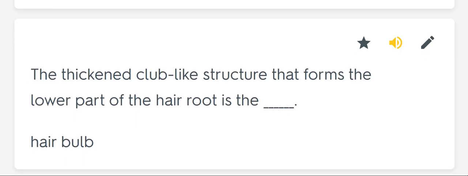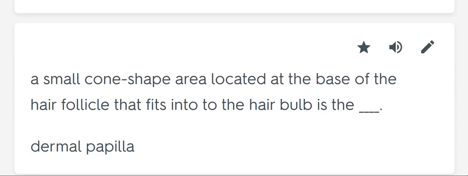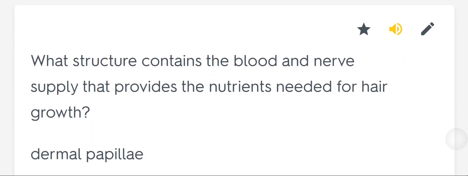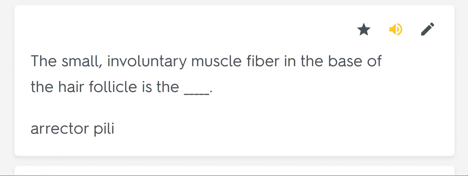The thick, club-like structure that forms the lower part of the hair root is the hair bulb. A small cone-shaped area located at the base of the hair follicle that fits into the hair bulb is the dermal papilla. What structure contains the blood and nerve supply that provides the nutrients needed for hair growth? Dermal papilla. The small, involuntary muscle fiber in the base of the hair follicle is the erector pili.